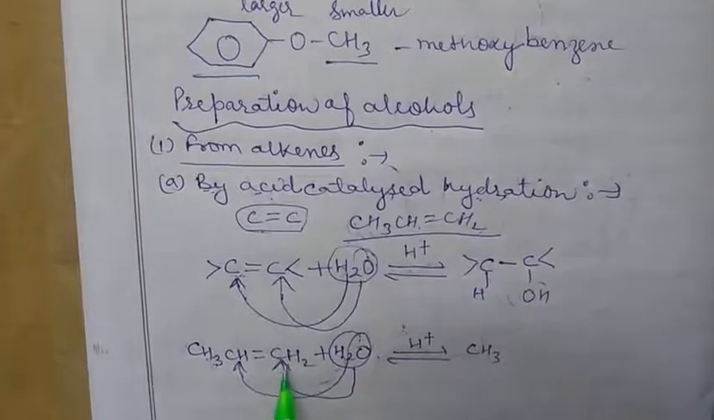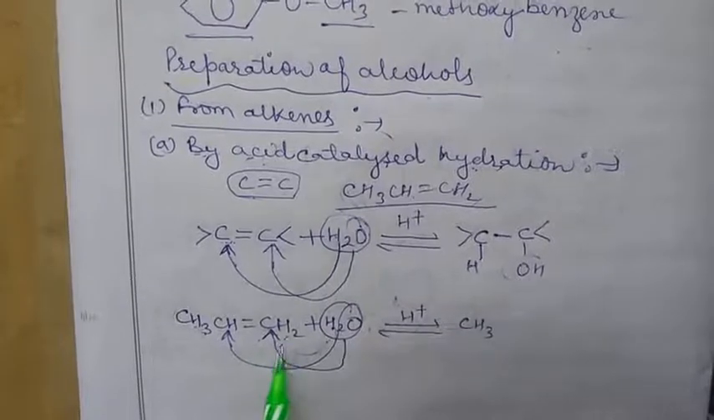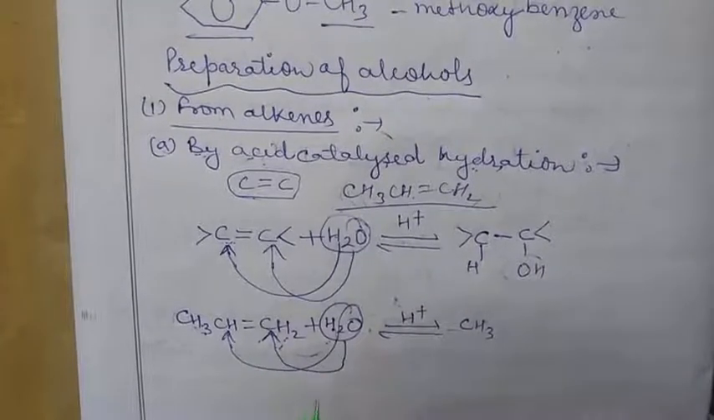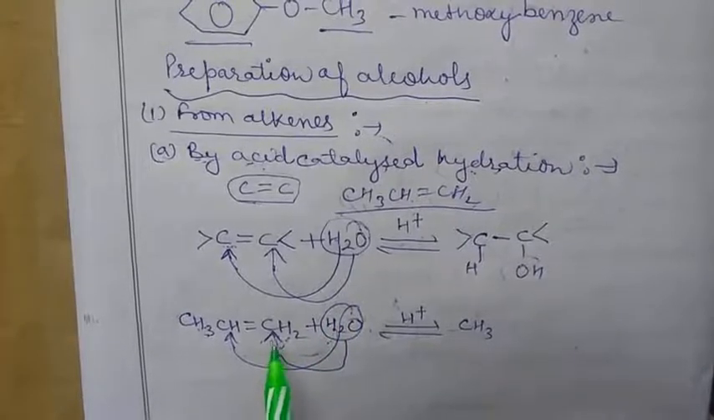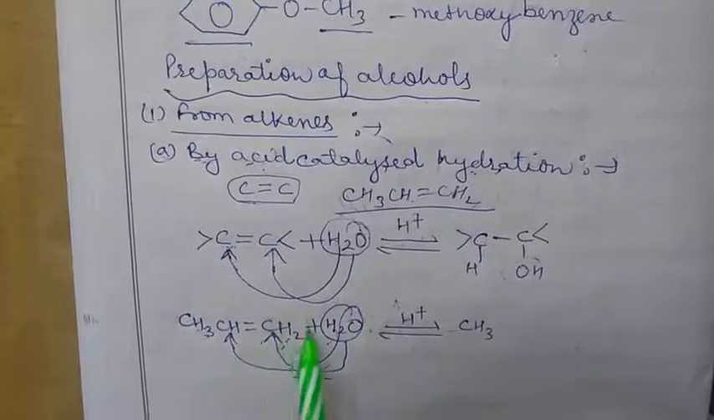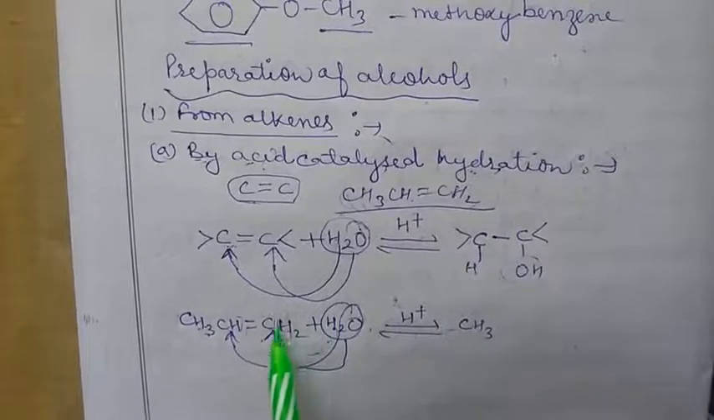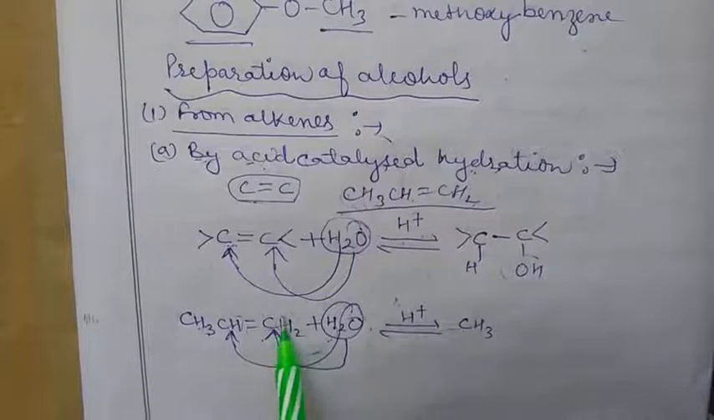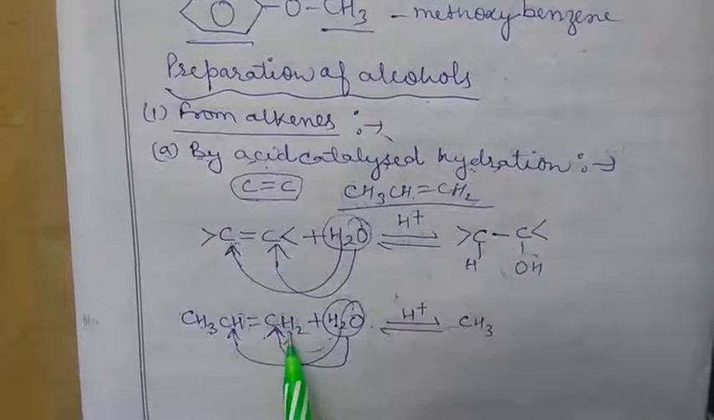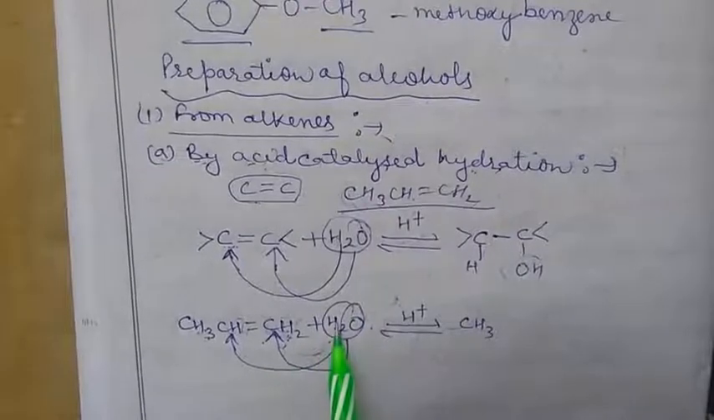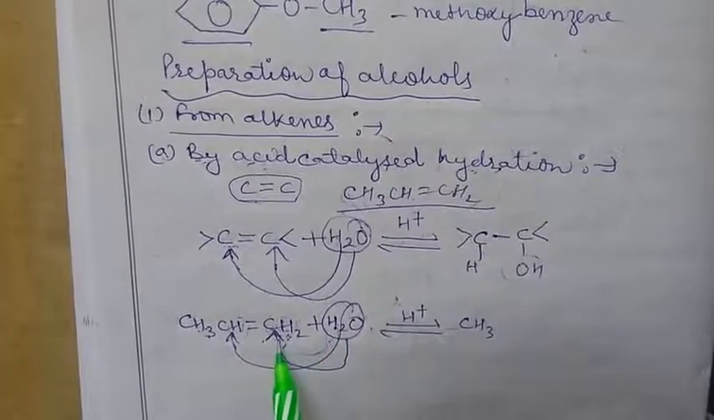Why is the hydrogen atom attached to this carbon atom? Because it follows Markovnikov's rule, and Markovnikov's rule tells us that the hydrogen atom is attached to that carbon atom which contains the maximum number of hydrogen atoms. Here the number of hydrogen atoms is only 1, and here the number of hydrogen atoms is 2. So this double bonded carbon atom contains the maximum number of hydrogen atoms. That's why the hydrogen from this water is added to this carbon atom.